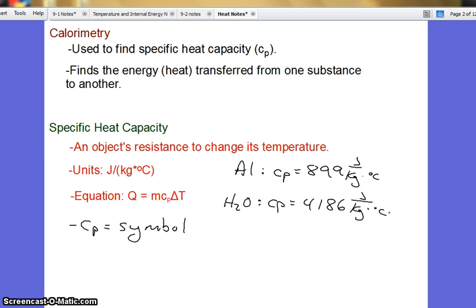For the aluminum, this means that it takes 899 joules of energy to increase 1 kilogram of aluminum by 1 degree Celsius. However, if I have 1 kilogram of water, it takes 4,186 joules of energy to change its temperature by 1 degree Celsius. So we see that water has a larger resistance to change its temperature. It takes more energy to change its temperature.